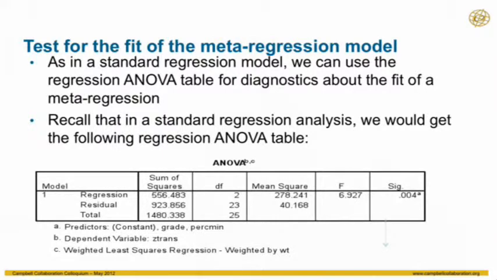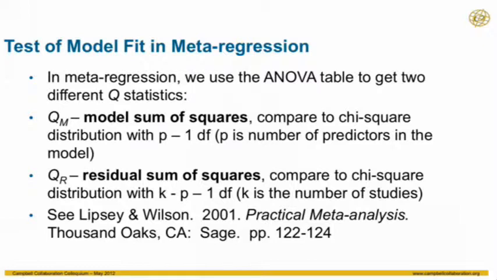So two important statistics that we're going to use for meta-regression are Q sub M and Q sub R. Q sub M is the model sums of squares, which is on a chi-square distribution with P minus 1 degrees of freedom. P is the number of predictors, or the number of moderator variables that went into that regression model. Q sub R is the residual sums of squares, and it's also on a chi-square distribution with K minus P minus 1 degrees of freedom. Okay, and I'll talk about each of these independently in the next couple of slides.